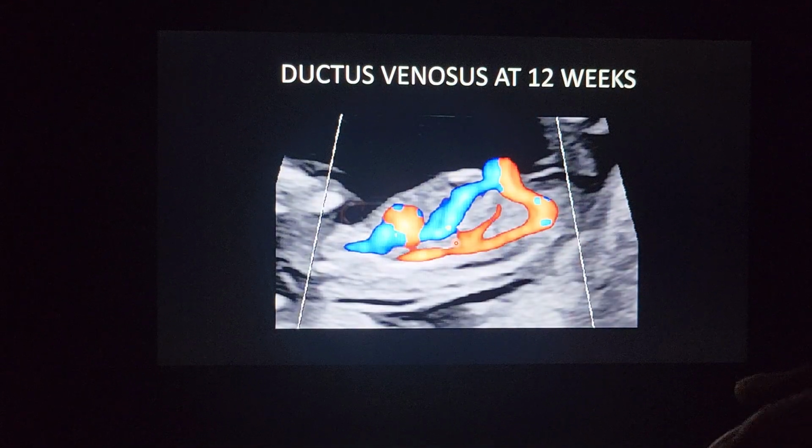At 12 weeks, when we normally do our NT scan, this is a picture which everybody should obtain, where you can see the umbilical vein coursing towards the liver and then just goes below or posterior to the hepatic vein and then enters the IVC, and that's the right atrium. So this point of aliasing is the ductus venosus. This is umbilical vein, this is IVC, this is hepatic vein, that's right atrium.